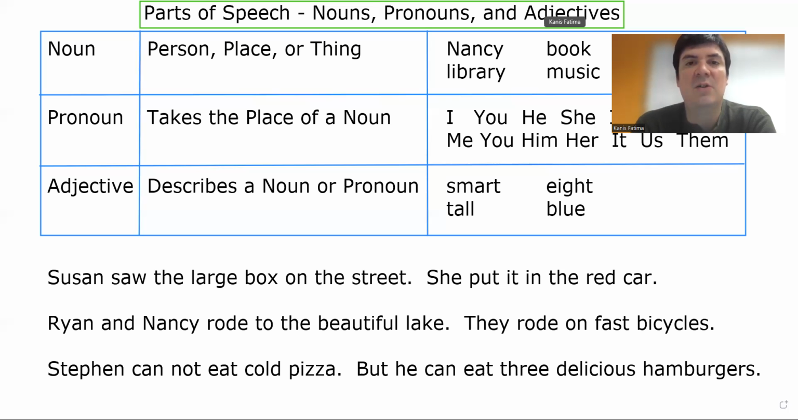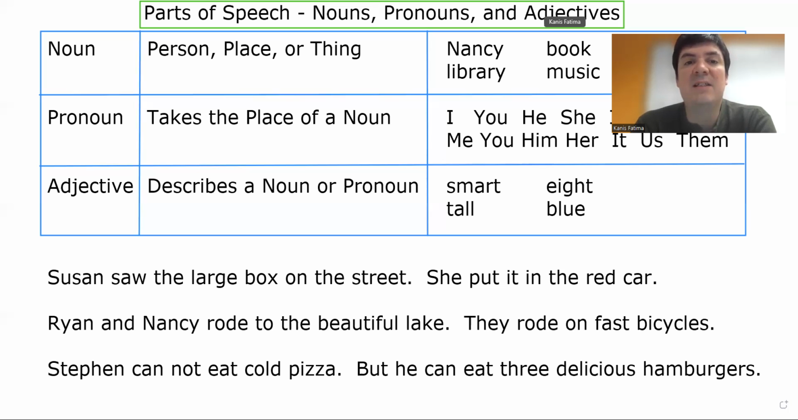Book is also a noun. I can open a book. I can read a book. I can sell a book. The library is a place. Library is also a noun. I can go there. I can see it. I can smell it. Music is also a noun. I can hear music.